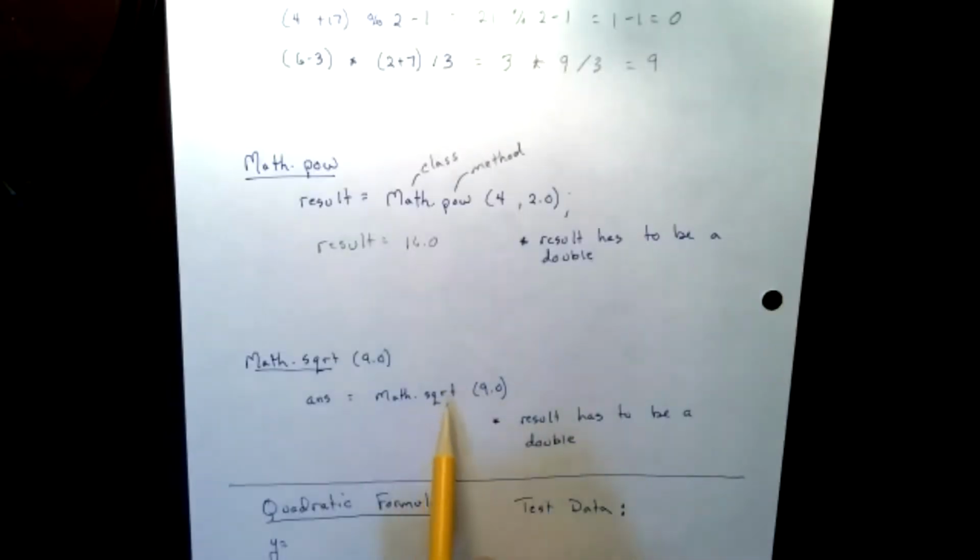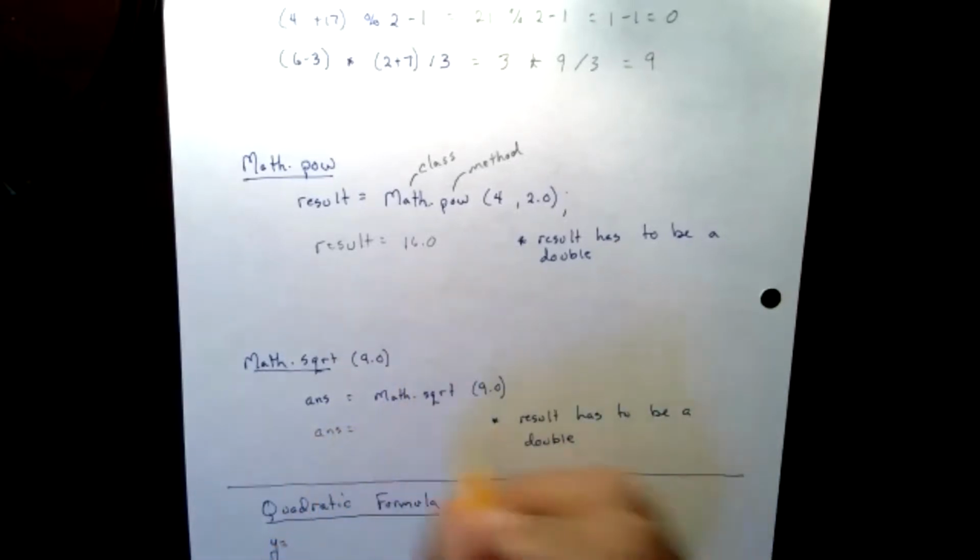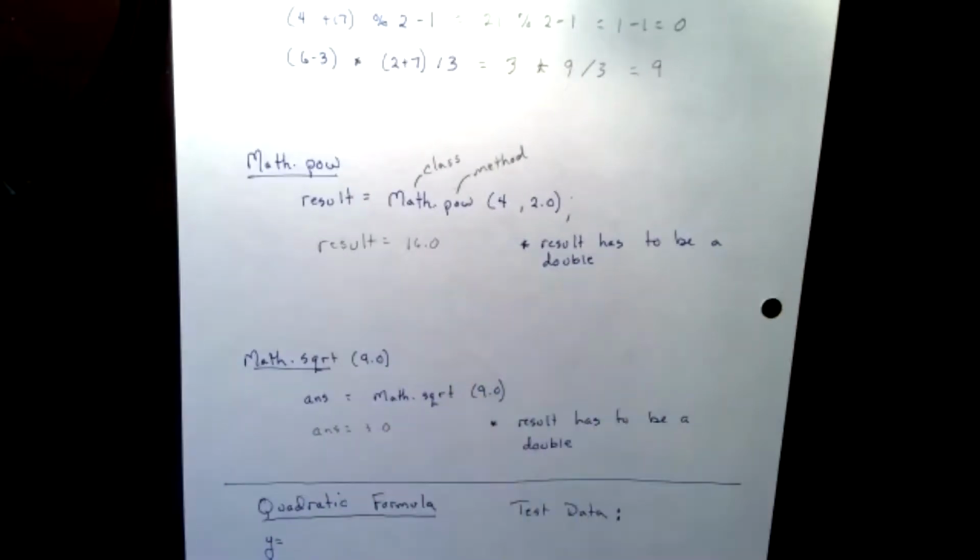Another method that is written for us, stored in this class called Math, is sqrt. sqrt will take the square root of a number. Once again, the result's going to be a double. So when this is done, answer is going to get the value of 3.0.